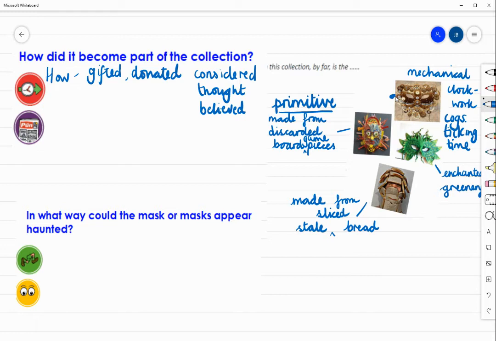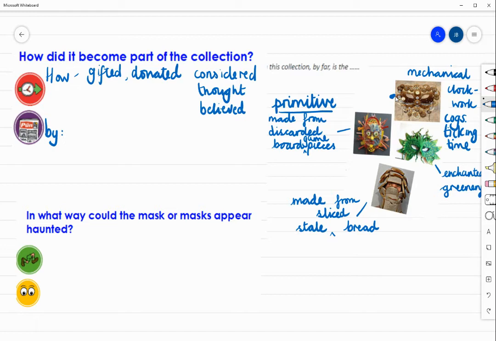So I now know it was gifted or donated. I'm going to think about who will have done this. At any point you can pause the video and add the bits that you need. You can go away and think of your own mask and come back to this. You might like to use this one. Primitive plastic board game pieces. A mask made entirely from primitive board game pieces. A mask made entirely from enchanted greenery. A mask made from sliced stale bread.